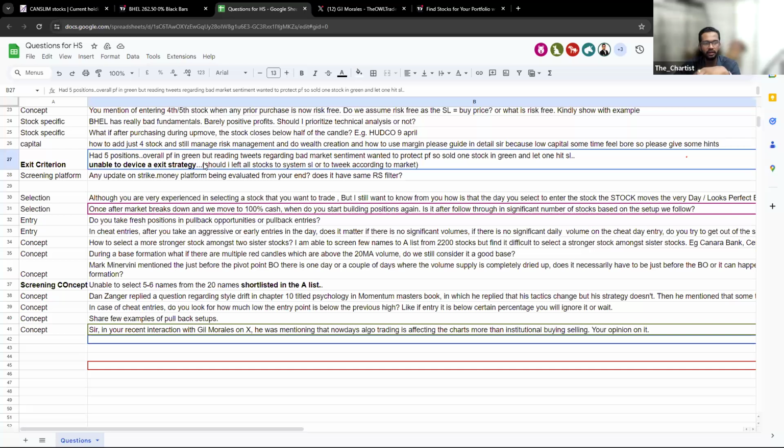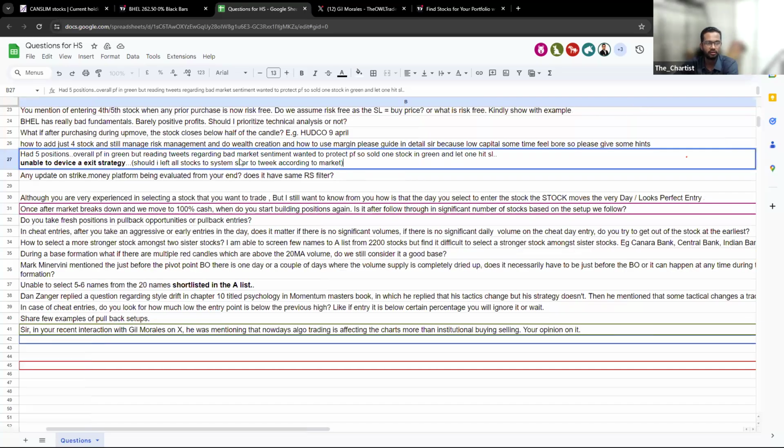What do you mean by sentiment? Sentiment is what my chart is showing. If you are saying tweets regarding bad market sentiment, who is tweeting first of all?